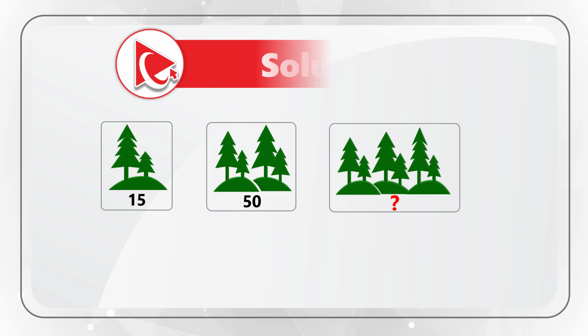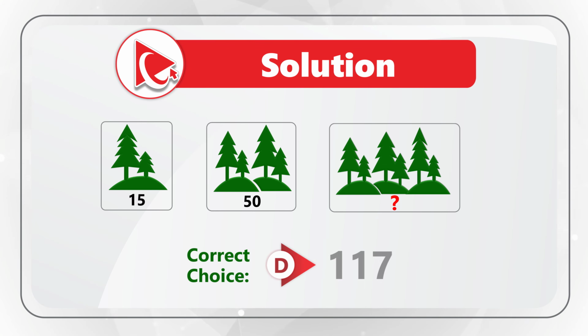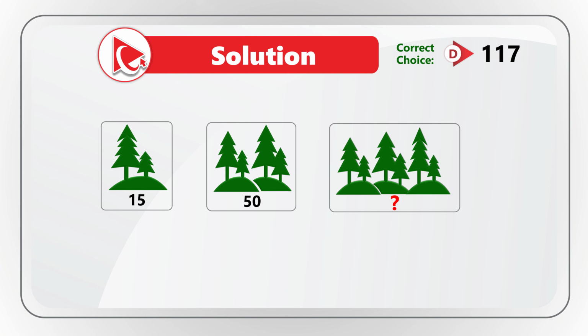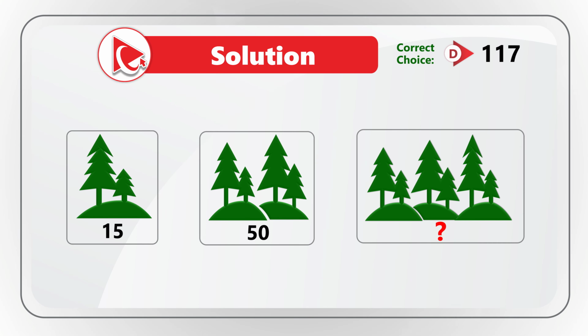As you might have calculated, the correct answer here is choice D, 117. Let's take a close look at why. If you take a close look at the images, you will see that each image contains trees. Each tree contains a certain number of branches, and trees are placed on the berms.